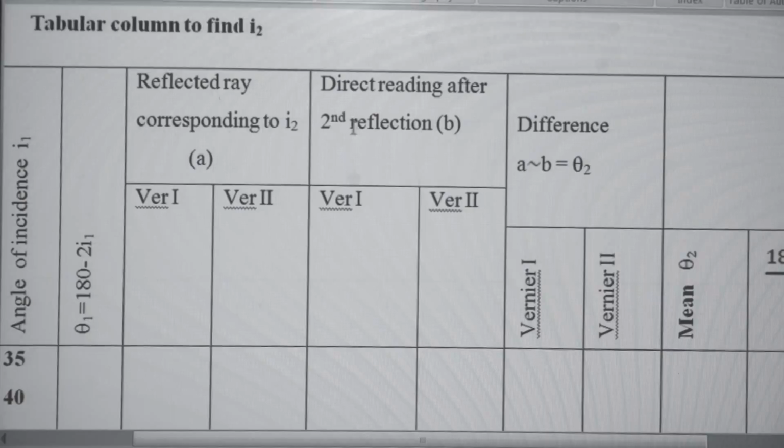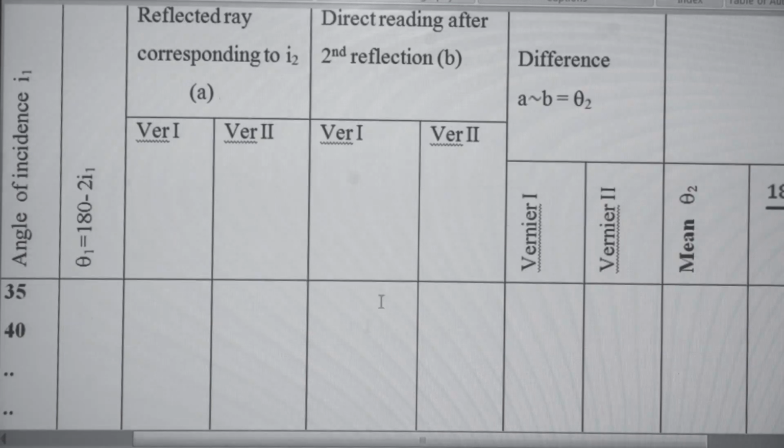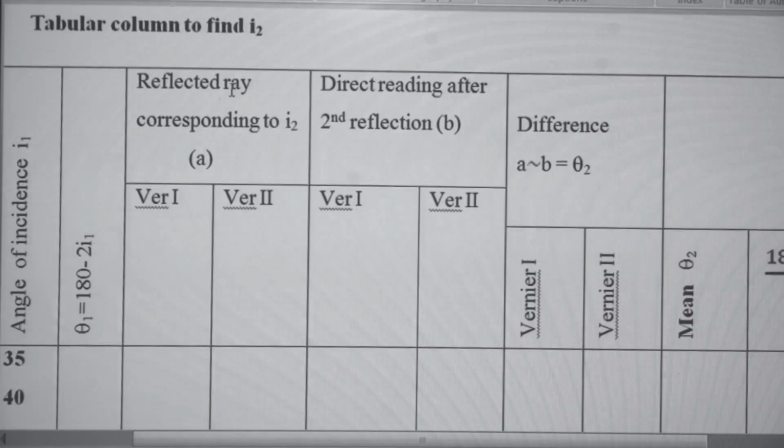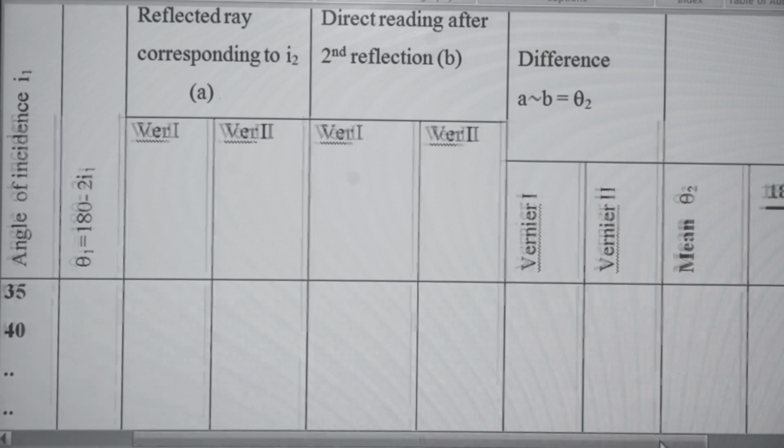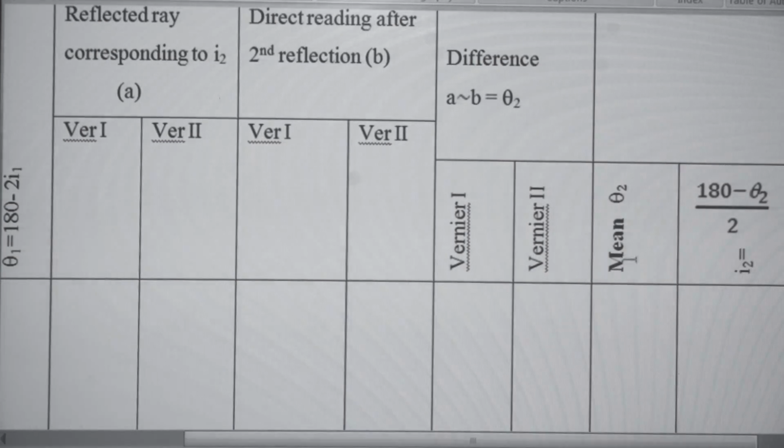After that we take the reading corresponding to the direct ray, that is after the second reflection, again for vernier 1 and vernier 2. The first reading corresponding to the reflected ray is marked as A, and the direct reading is marked as B. Then the difference of A and B gives theta 2. We get two such differences, one for vernier 1 and the other for vernier 2. The mean of these two is calculated, that is mean theta, and from this theta 2 we can calculate I2 using the formula I2 = (180 minus theta 2)/2.